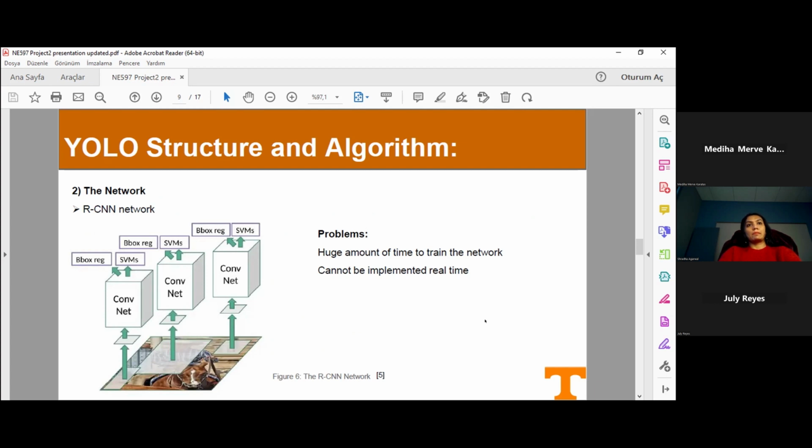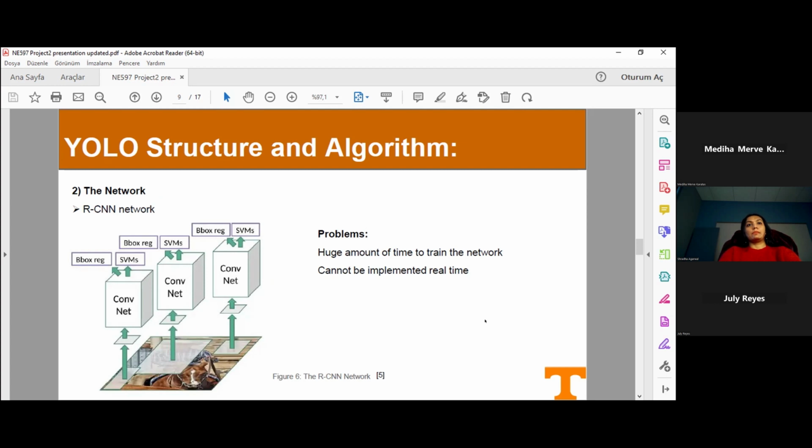But there are problems in the RCNN. It takes a huge amount of time to train the network, as you would have to classify 2,000 region proposals per image. It cannot be implemented in real time, as it takes around 47 seconds for each test image.